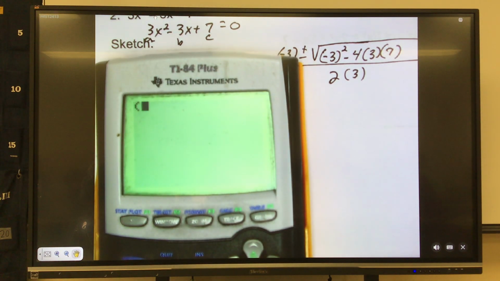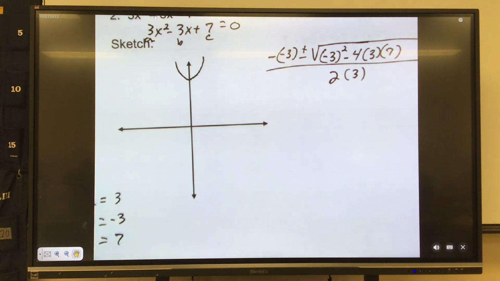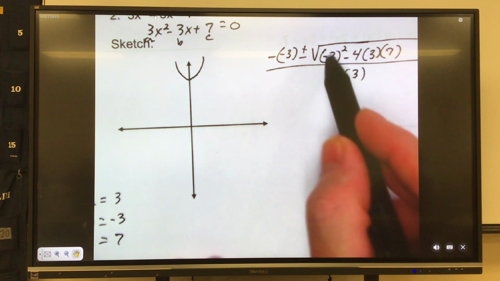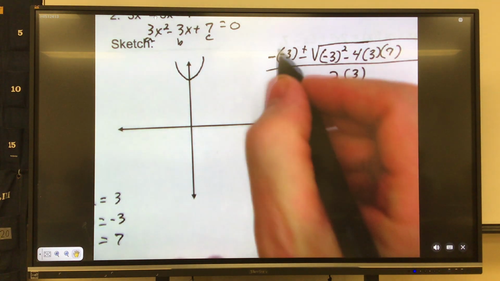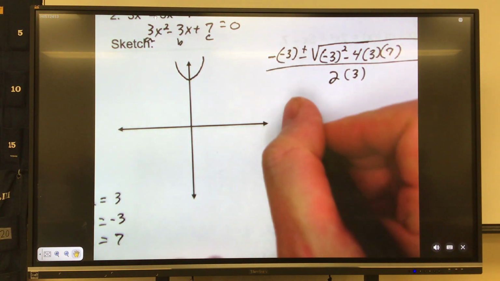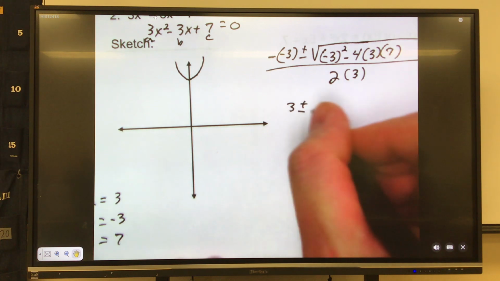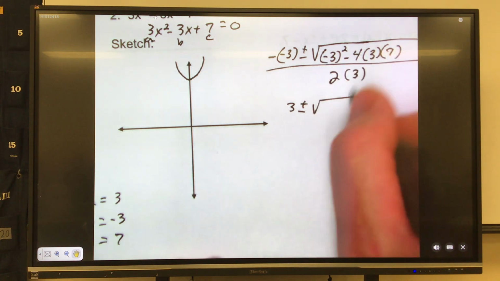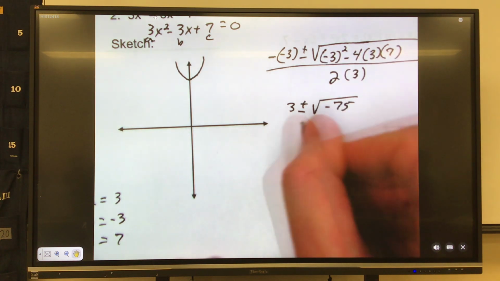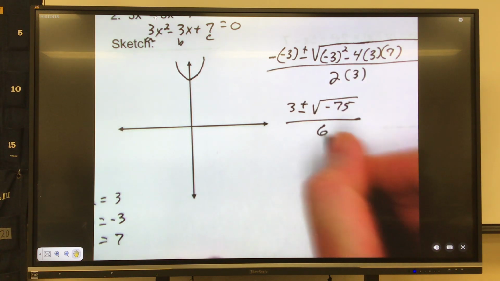So parentheses, negative 3, close them, squared, minus 4, parentheses 3, close them, open them, parentheses 7, close them, hit enter. And it tells me negative 75. So I'm replacing all of this underneath with negative 75. So I have a minus 3, which makes a positive 3, plus or minus. This is all being replaced underneath with a minus 75. All over 2 times 3 is 6.